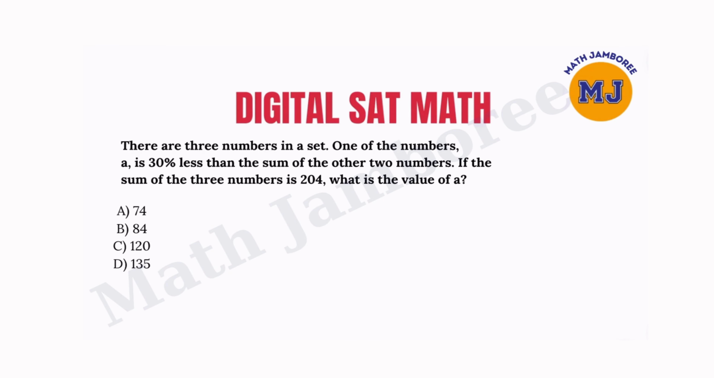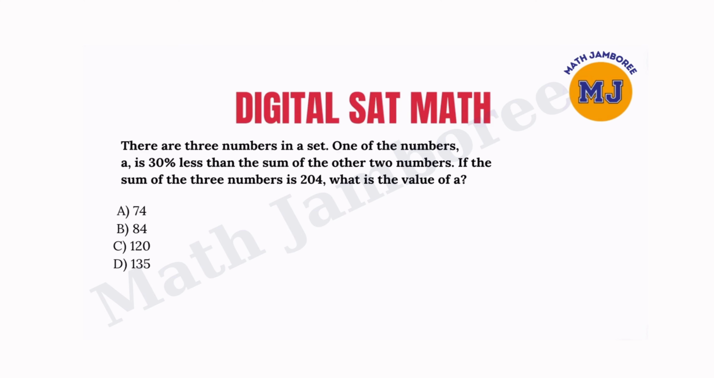We have another digital SAT math type of a question from the topic of percentages. So, there are three numbers in a set. One of the numbers, A, is 30 less than the sum of the other two numbers. If the sum of the three numbers is 204, what is the value of A?